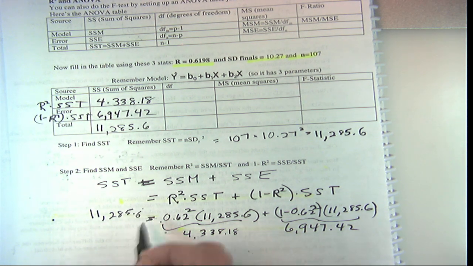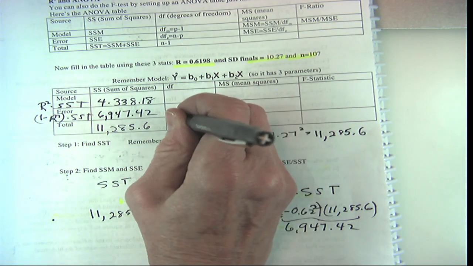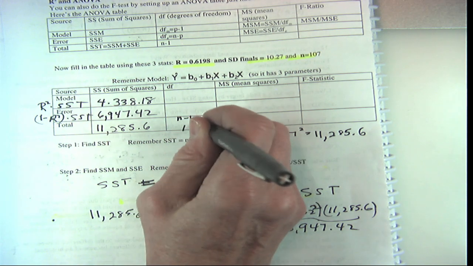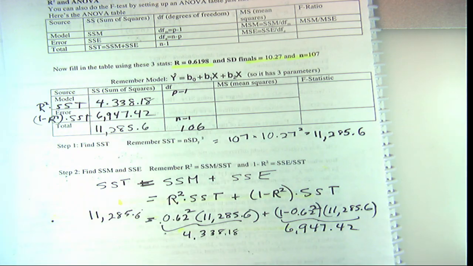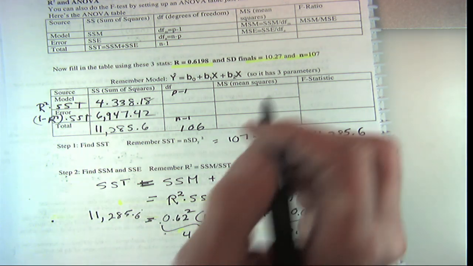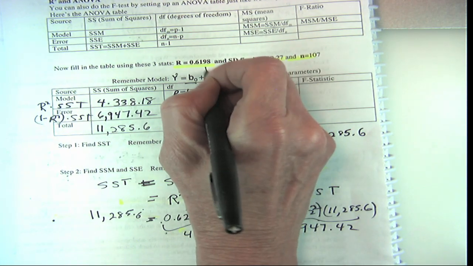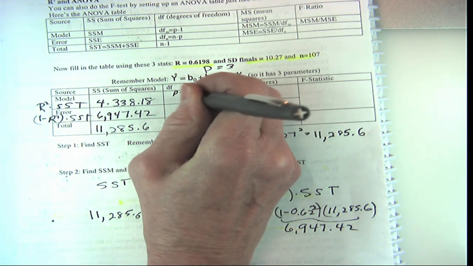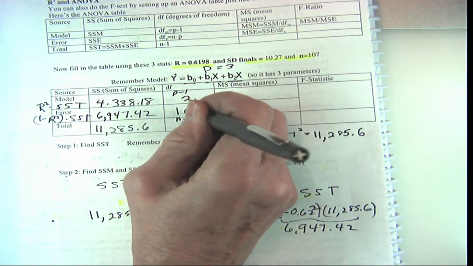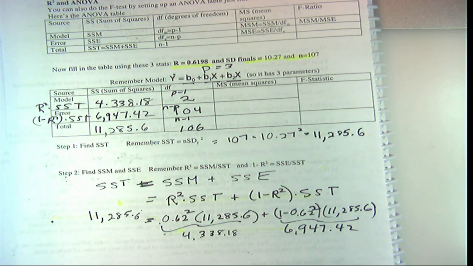Okay. Now, once you have that, the degrees of freedom. Okay, do you remember? They total n minus 1, so that's 106. For the model is p minus 1. 3 parameters. 1, 2, 3. P equals 3. Okay, so that's 2. And this has to be 104. And you know it's n minus p. Okay, so they sum up.